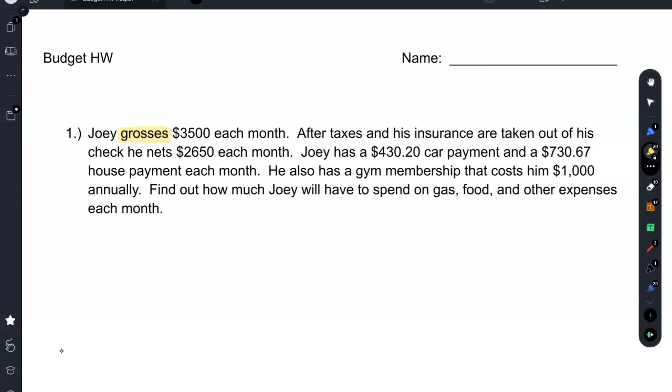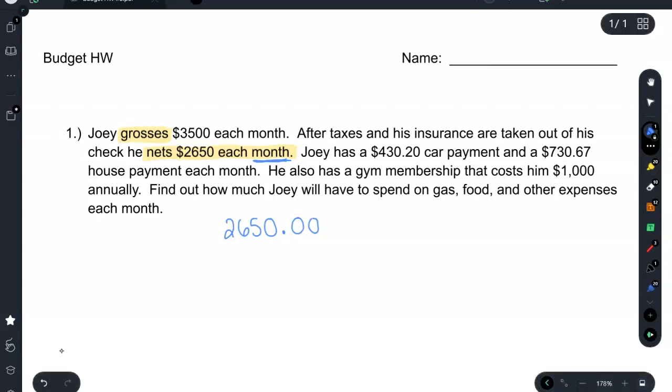And then after taxes and his insurance are taken out of his check, he nets $2,650 each month. So this one's what we're going to go off of, and I'm going to write that down. I see that I'm talking about monthly here, so I want to make sure that I have the same units when I'm talking about these values. I don't want to use a monthly unit and add it or subtract it to a yearly unit, so I'm going to convert everything to months. This is going to be 2,650.00. I'm not going to write the dollar sign, but I am going to write the decimals to represent my cents. Anytime I talk about money, I generally want two decimal places because that's our cent.